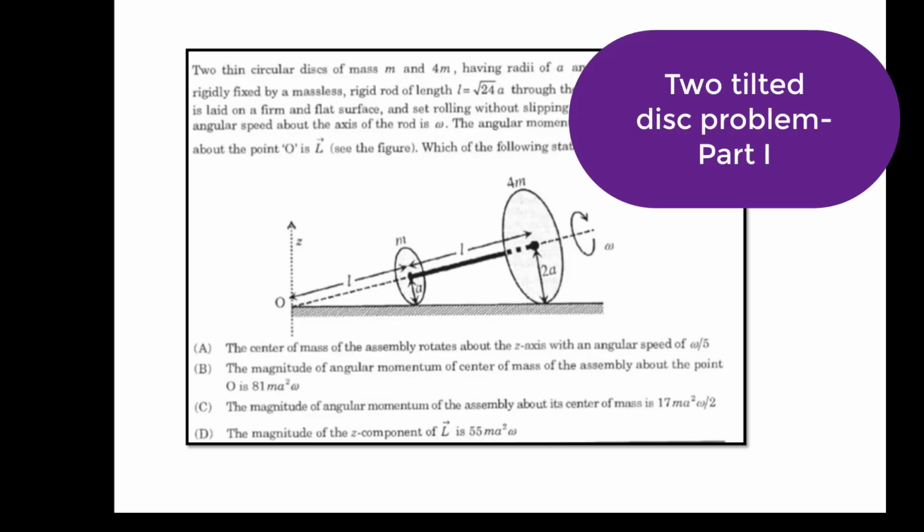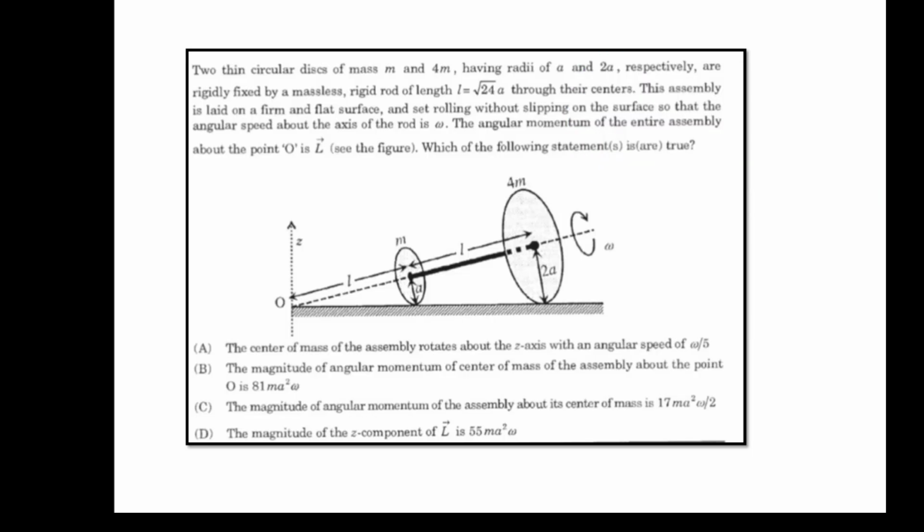Hello students, in this video we are going to understand and solve this problem which is in front of you. I will just read out the problem first. Two thin circular discs of mass m and 4m.